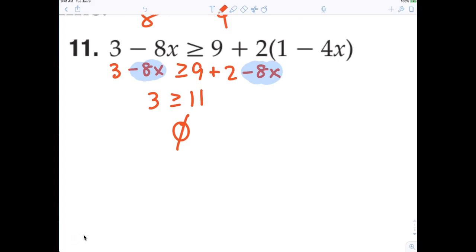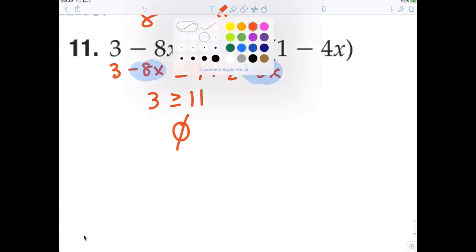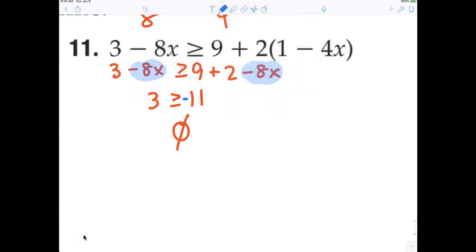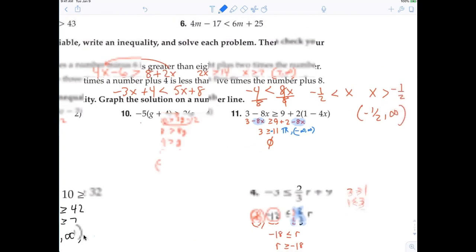But I do want to ask you this. Look up. Let's just say, for example, I worked the problem and it was 3 is greater than or equal to negative 11. Now that's always what? That's always true. And if that's always true, then it would be all real numbers, or we would say from negative infinity to infinity. Is everybody okay with that? All right, if it's a true statement, it's all real numbers. If it's a false statement, it's no solution. All right? Let's keep on going now.